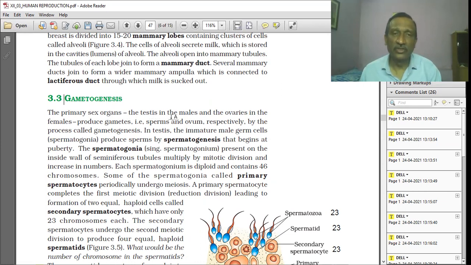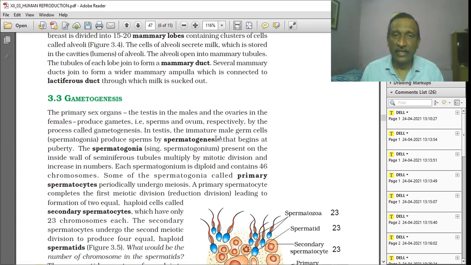The primary sex organs are testes in male and the ovaries in female. I already mentioned to you that primary sex organs are those organs which are actually responsible for production of the gametes. Okay, so male gametes are produced by the testes, and female gametes are produced and released by ovaries. So these will become primary sex organs. The sperm and ovum are produced respectively by the process called gametogenesis.